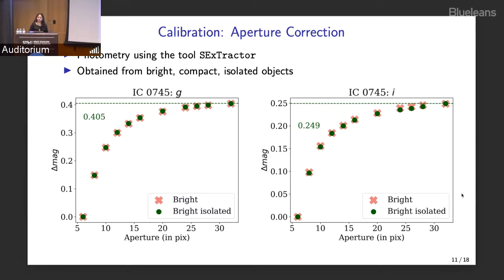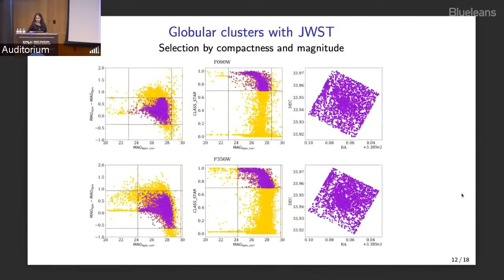We're using Source Extractor as a tool to do the photometry in these frames. And once we've obtained the aperture corrections and corrected for them, we can go and look at the globular clusters and try and isolate them from the rest of the objects. In this, the upper panel and the lower panel are two different bands. One is a short wavelength and one is a long wavelength from NIRCam.